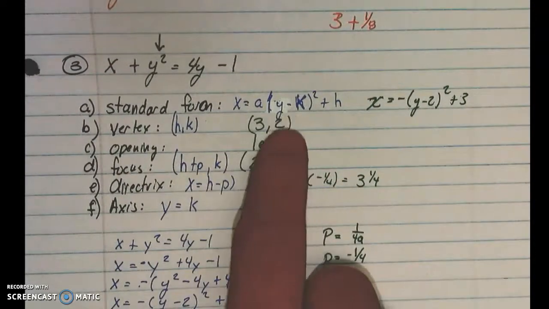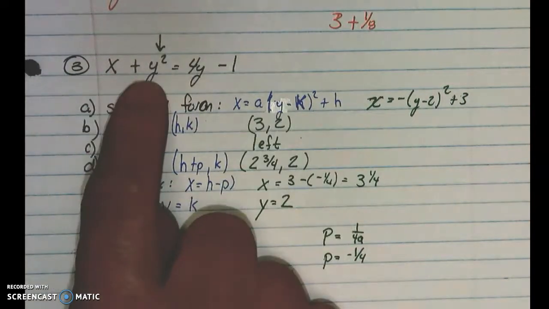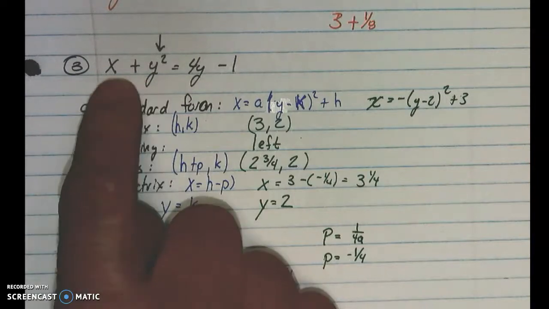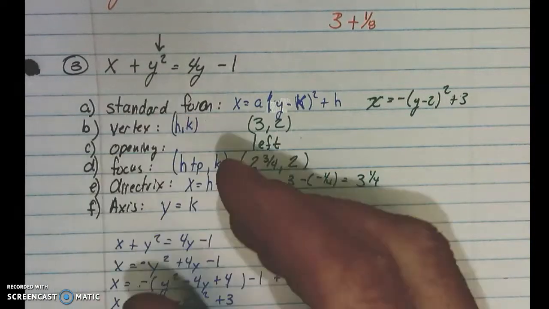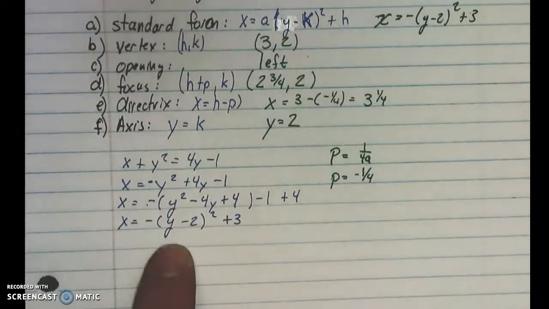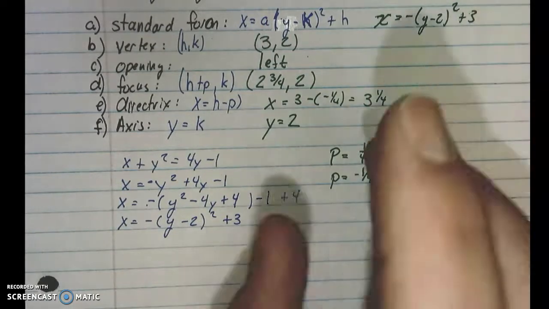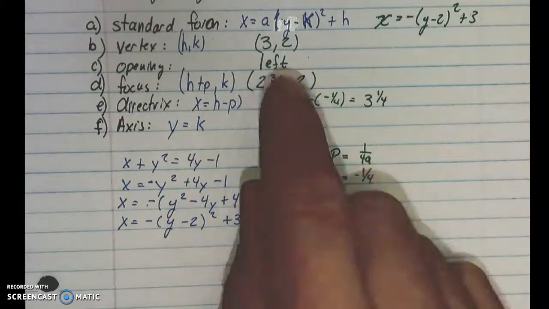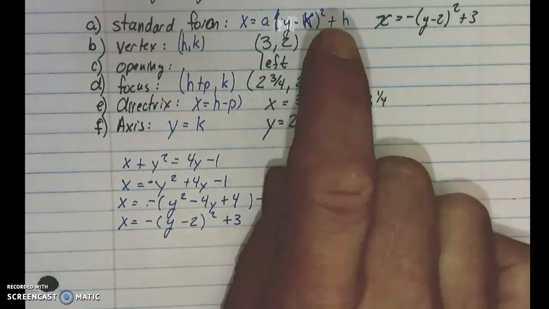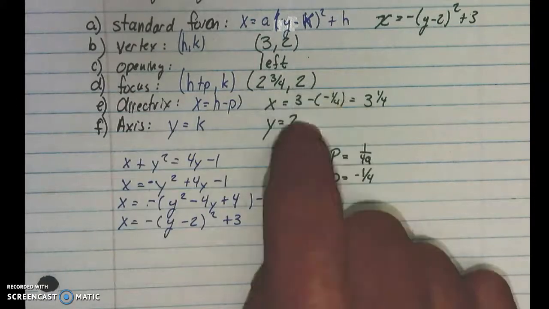Now, the third example we did was x is equal to a times y minus k squared plus h, because we noticed that the y is squared this time. X is single. So we're actually solving this, and it's going to be opening left or right. Now we know that the vertex is 3, 2, because I completed the square again down here. And because A is negative, we know that's going to open left because we checked our sheet. Our focus is 2 3/4, 2. Our directrix is x equal to 3/4, and the axis is y equal to 2.